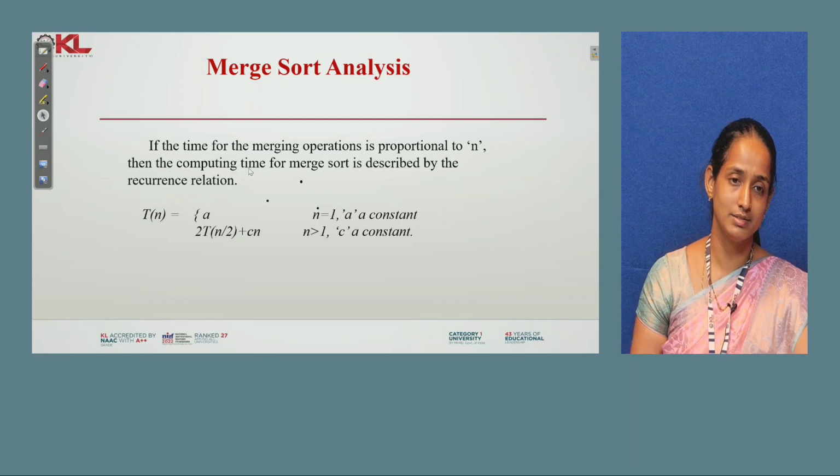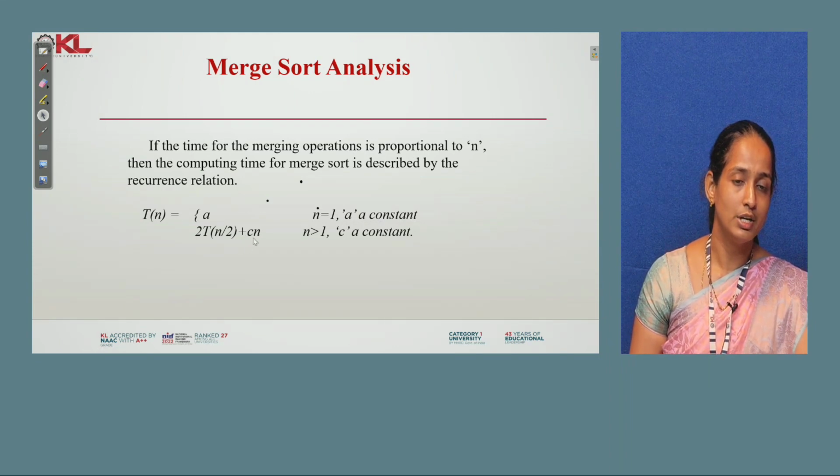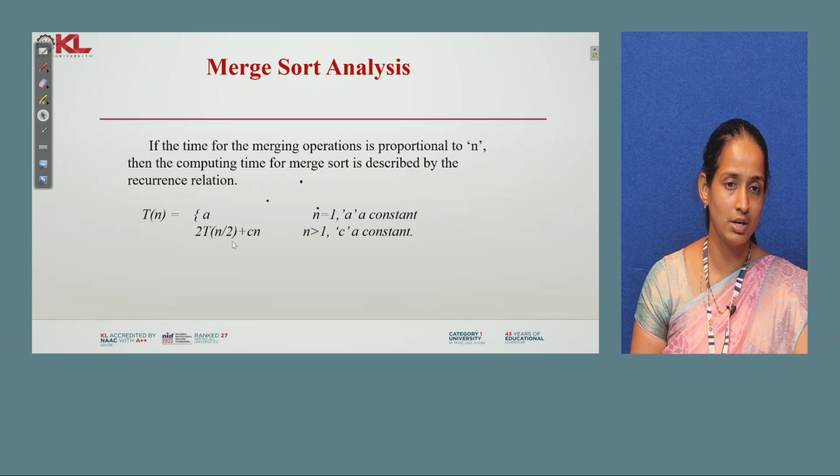Similarly, to sort the second half, that is mid plus 1 to high, it will take T of n by 2. And we have a merge process, right? In order to execute that merge algorithm, the merge algorithm is applied on the whole n elements. So the total time complexity is T of n by 2 plus T of n by 2 plus n, that is 2T of n by 2 plus n.